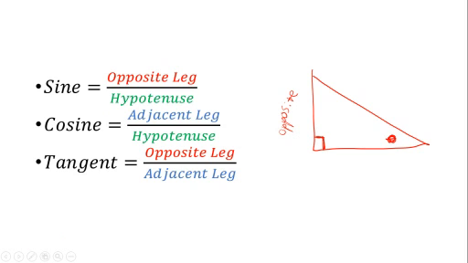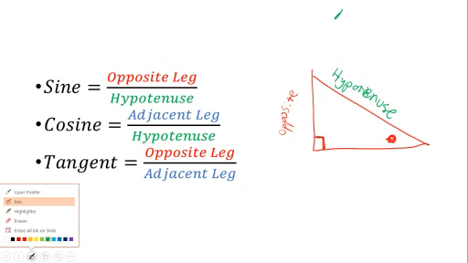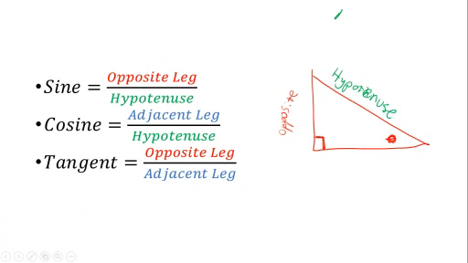The hypotenuse is always the longest side, so it's the one across from the right angle. And the last one is your adjacent side, which is always the one that's touching that angle. Okay, so that's the adjacent.